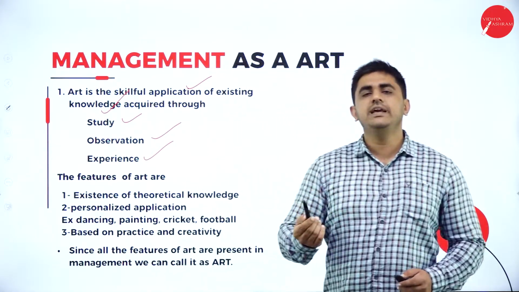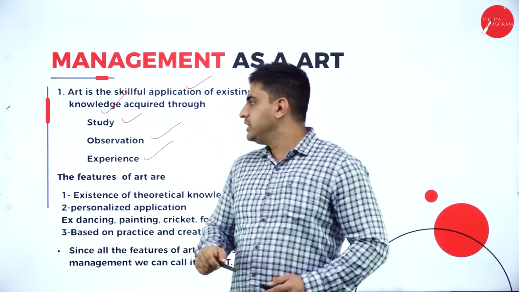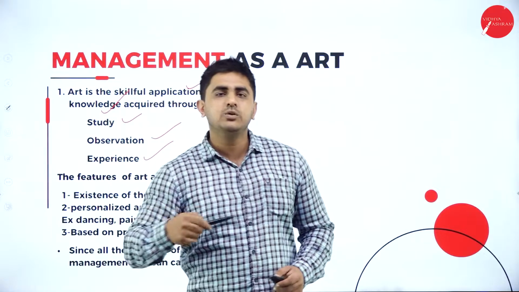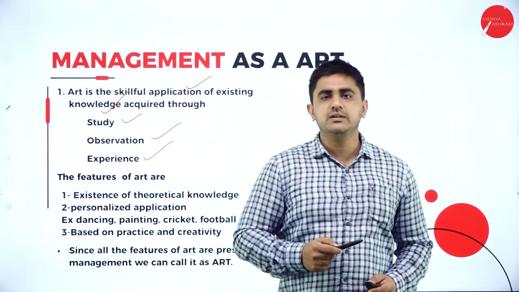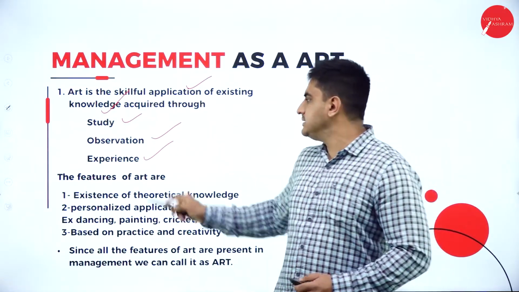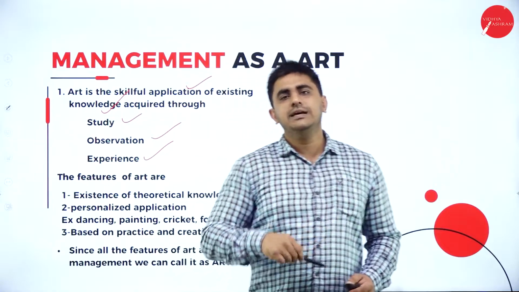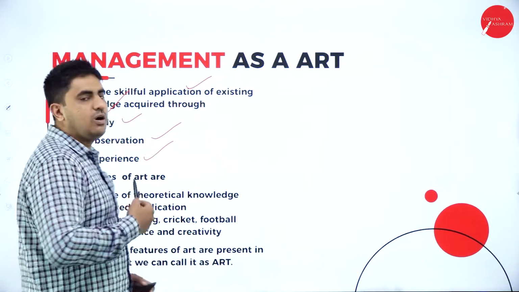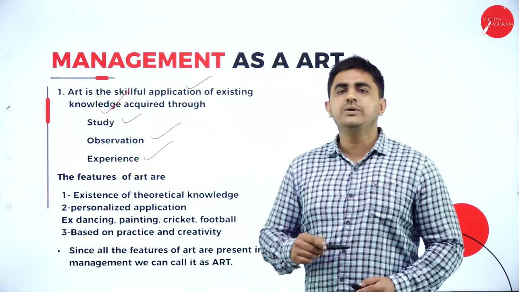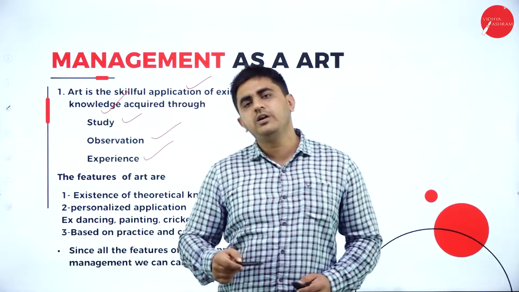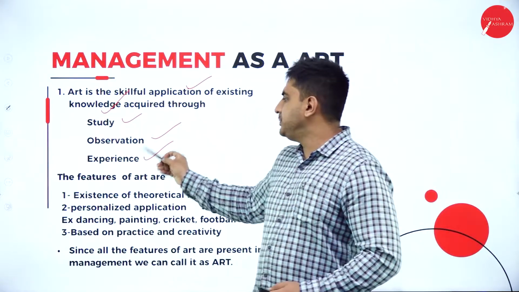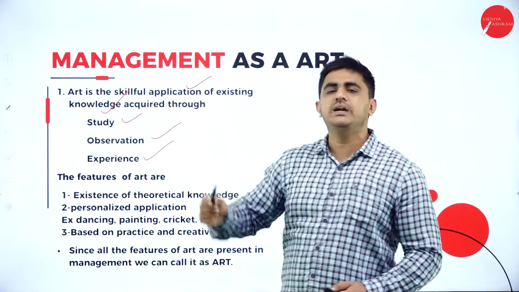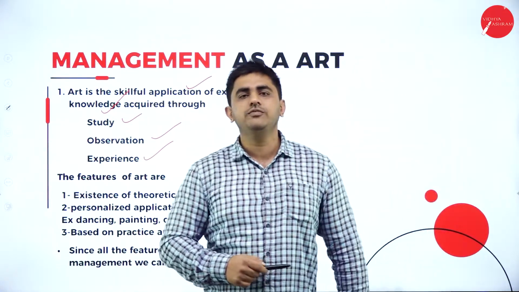Then after studying, what will your instructor do? She will ask you to observe any senior dancer or any dancer who is dancing on television. You observe them and you gain some knowledge, that is observation. Then your instructor will ask you to dance on your own. Once you start dancing on your own, you get experience. You get some knowledge and then you skillfully apply that to become an artist. This is the meaning of art.